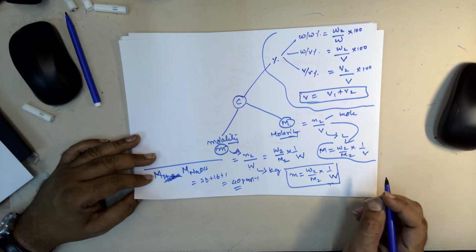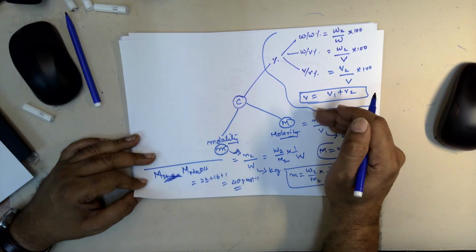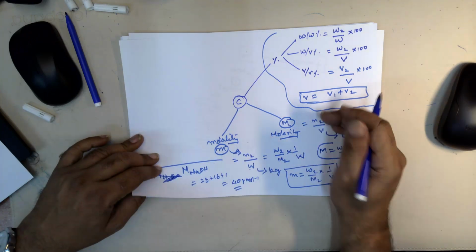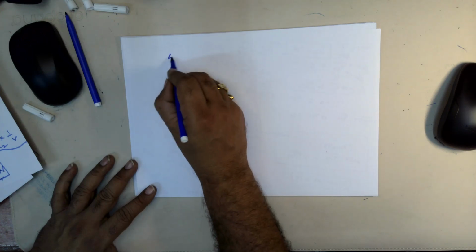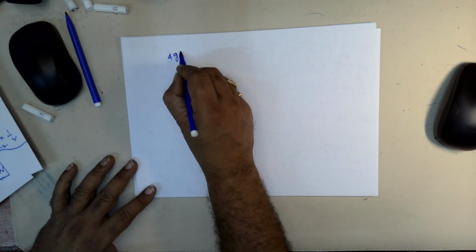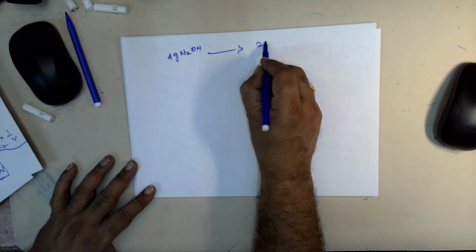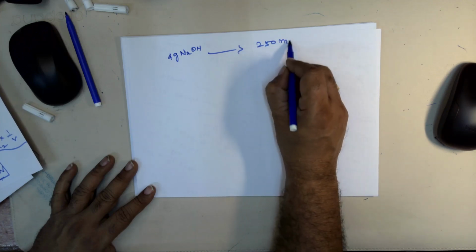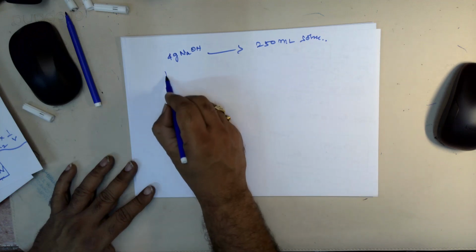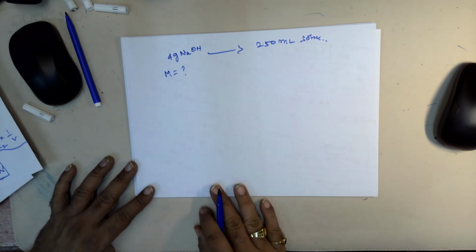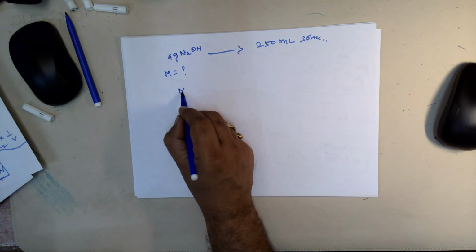Yes. Right. Now let me work out some problems based on molarity followed by molality. First, let us take up molarity. I have 4 gram of NaOH that is dissolved and made up to 250 ml solution. What is the molarity it gives? So this is our problem. What is the equation for molarity?